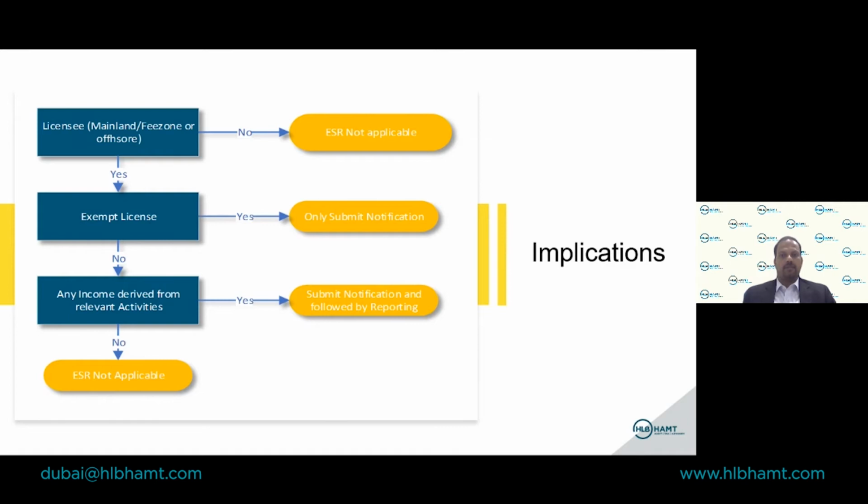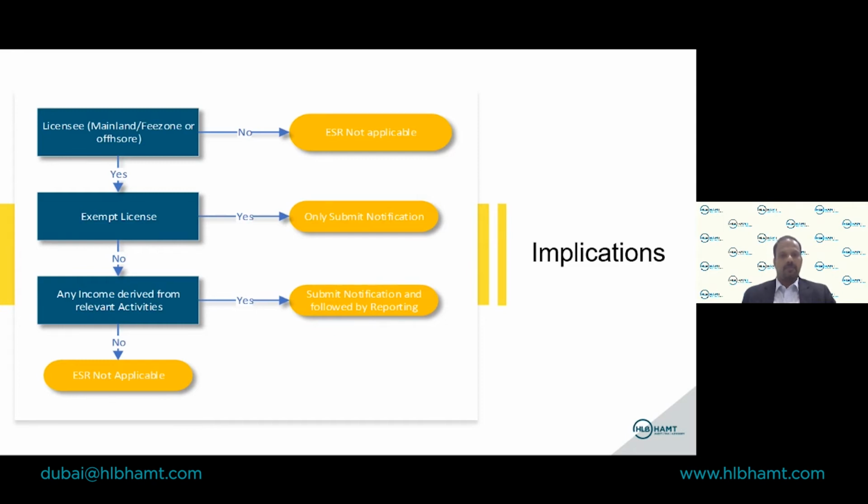Along with the notification, you should produce the qualifying document to show that our company is exempt. If not, then we have to see. So we come to a normal licensee category. Then we have to see whether they conduct the relevant activity or not. As per the ESR, are you conducting a relevant activity or not? If you conduct a relevant activity, yes, submit notification, submit reporting, no doubt about it.